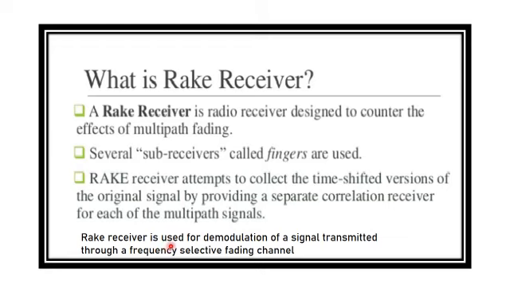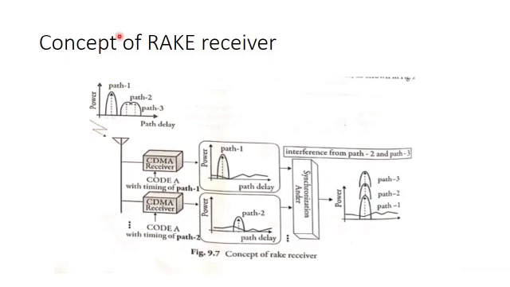The rake receiver is used for demodulation of a signal transmitted through a frequency selective fading channel. We know what frequency selective fading is. It is one of the small signal fading techniques. Next is the concept of the rake receiver.